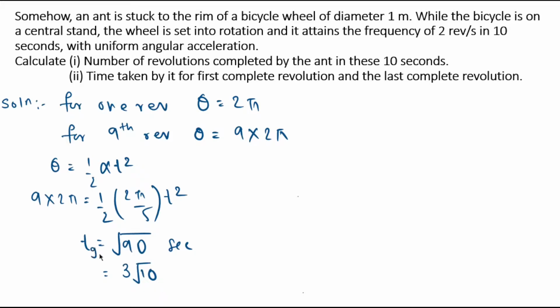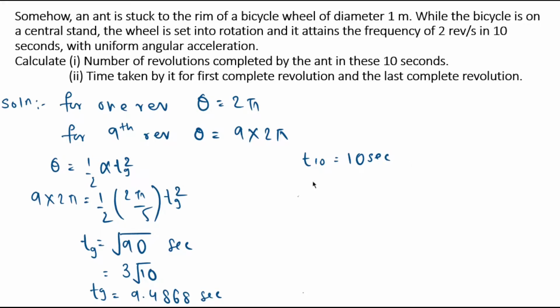Let's take this as t9 because we are calculating for the ninth revolution. So to avoid confusion, let's take it as t9. So this will be, now putting the value of root 10, we get t9 as 9.4868 seconds.